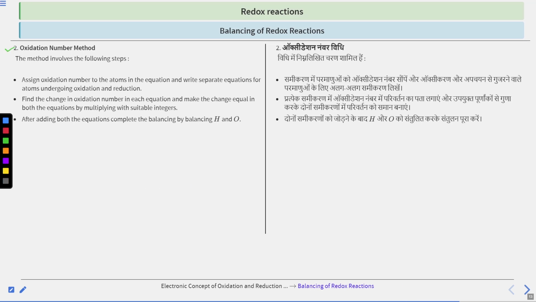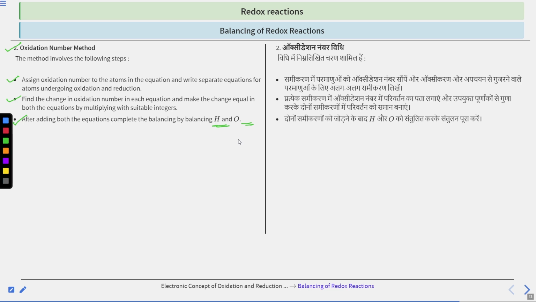The second method is the oxidation number method. This method involves the following steps. First, assign oxidation numbers to the atoms in the equation and write separate equations for atoms undergoing oxidation and reduction. Now find the change in oxidation number in each equation and make the change equal in both equations by multiplying by suitable integers. Lastly, add both equations and complete the balancing by balancing hydrogen and oxygen atoms.